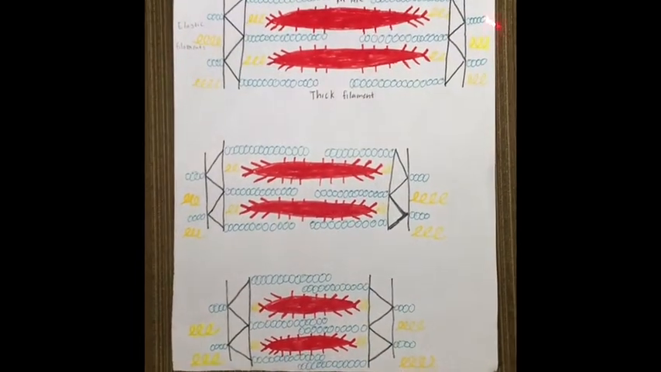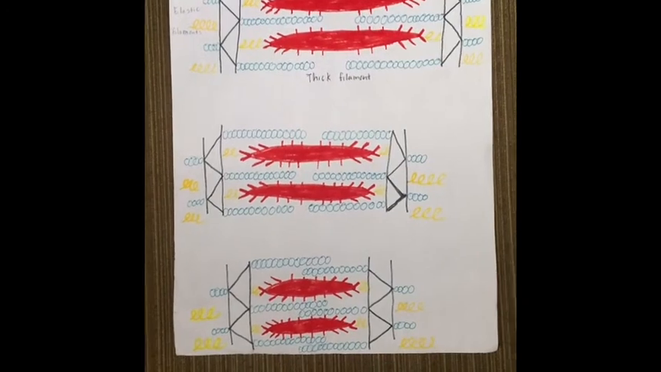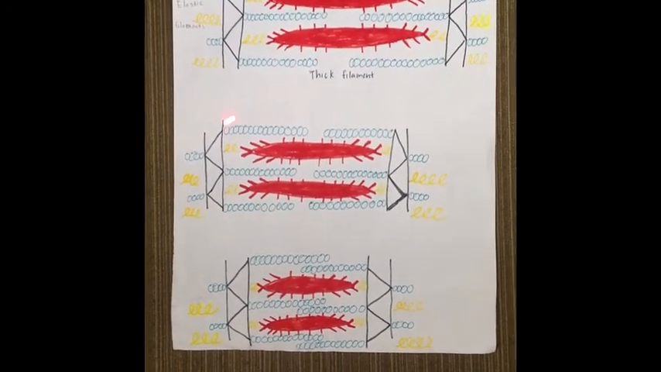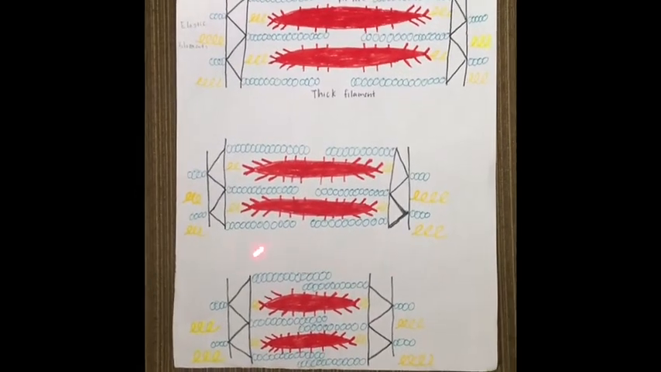If you take a look at the top picture, that is relaxed muscle. The middle picture is somewhat contracted muscle, and the bottom picture is completely contracted muscle.